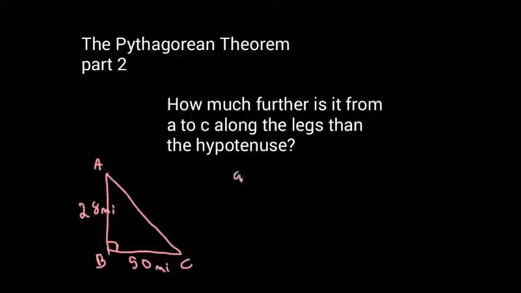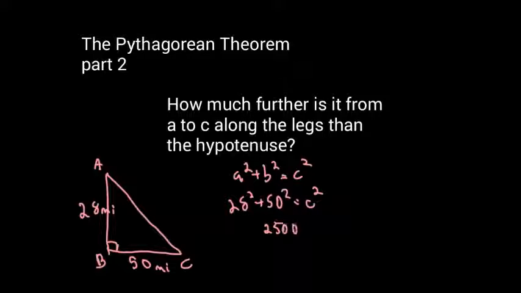So again, we're going to start with A squared plus B squared equals C squared. Anytime you see a right triangle, you're probably going to use Pythagorean Theorem. So we're going to do 28 squared plus 50 squared equals C squared. First we need to work out 28 squared and 50 squared. Well, 50 squared is 5 times 5, which is 25 with 2 zeros. So that's going to be 2,500 plus 28 squared.